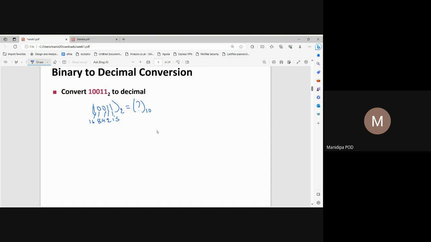So we'll write it like 1 into 2 to the power 4 plus, I'm starting from the MSB, 0 into 2 to the power 3 plus 0 into 2 to the power 2 plus 1 into 2 to the power 1 plus 1 into 2 to the power 0. Right? So this will give me 16, this will give me 0, this will also give me 0, this will give me 2, and the last one will give me 1. So this is basically 19 in decimal number system. So the binary representation of 19 is this.